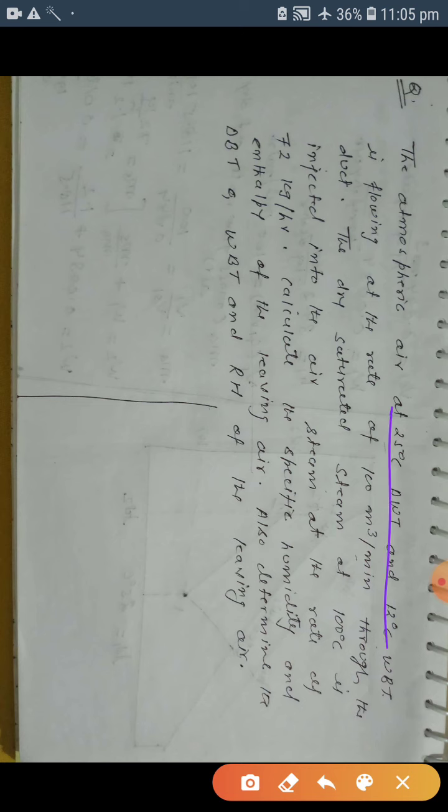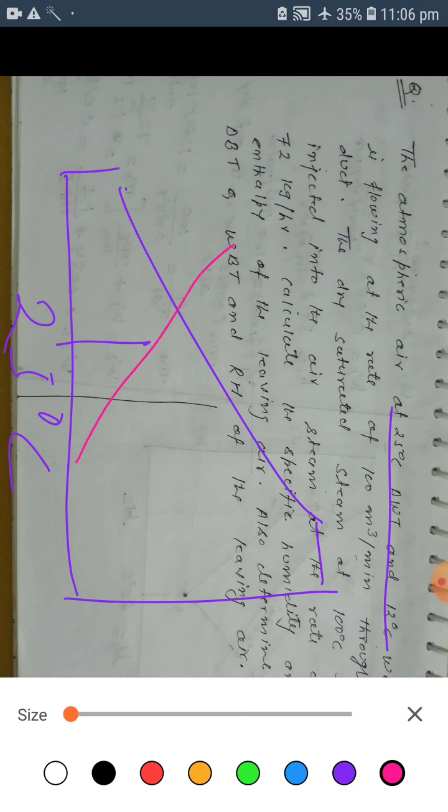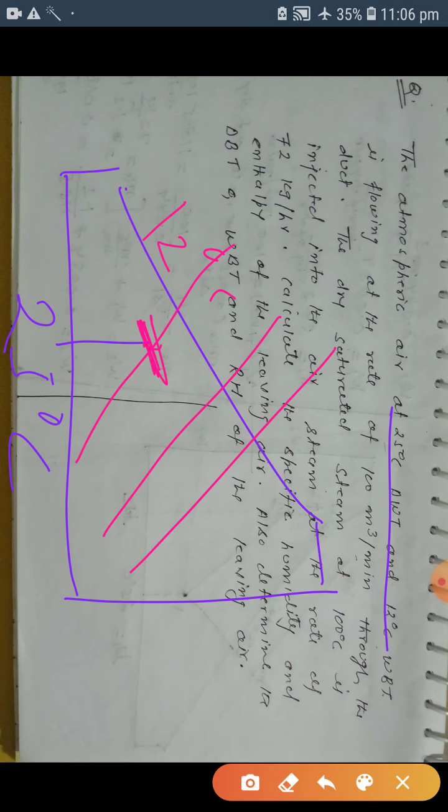So the atmospheric condition is given. This is the entering air. So the point 1, you can mark the point 1 on the psychrometric chart easily. How to mark the point 1? This is the psychrometric chart. If you mark the point 1 from the 25 degree centigrade dry bulb temperature, you may draw a vertical line up to these wet bulb temperature lines like this. So up to 12 degree centigrade wet bulb temperature line, this will be the point 1. So you may mark the point 1 very easily.